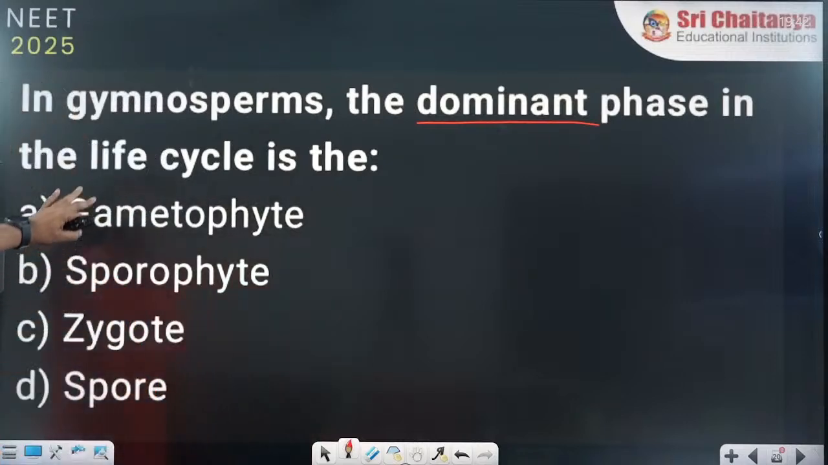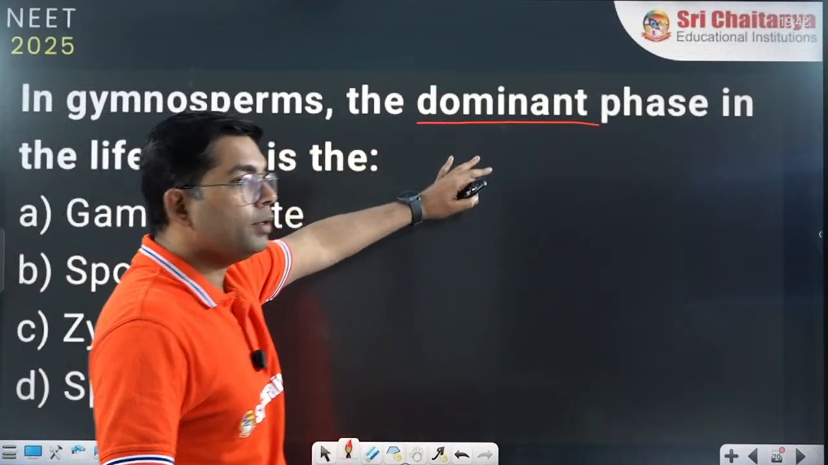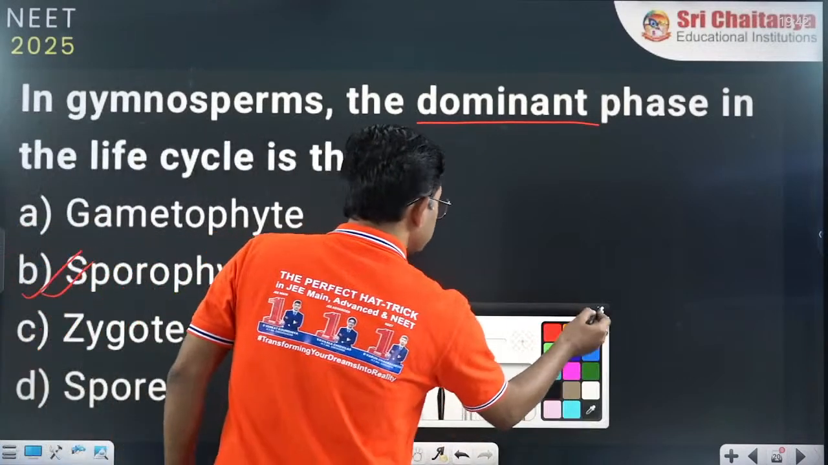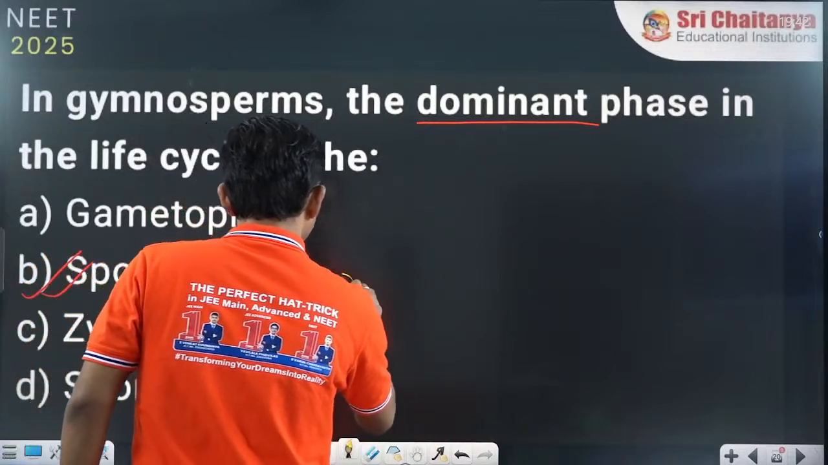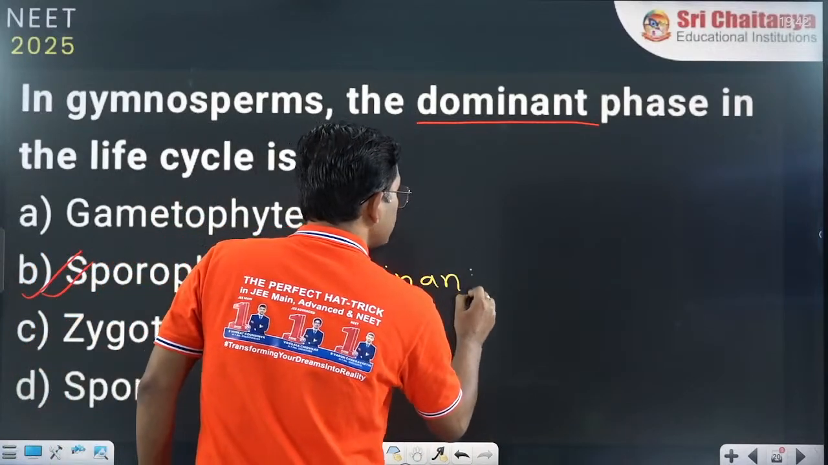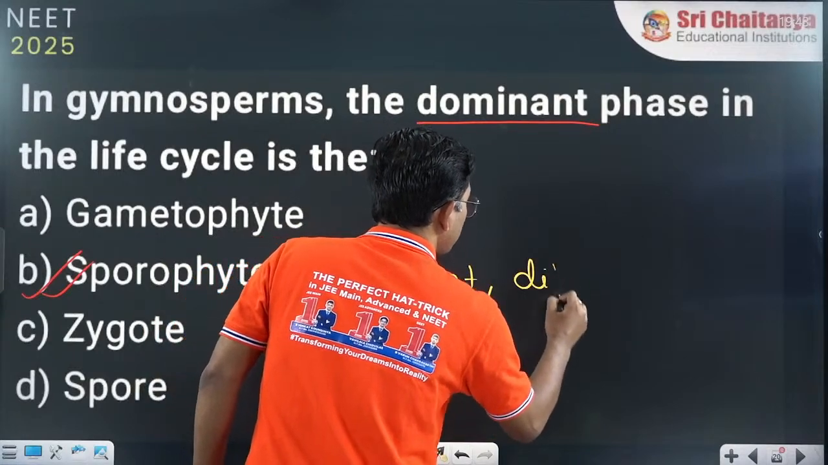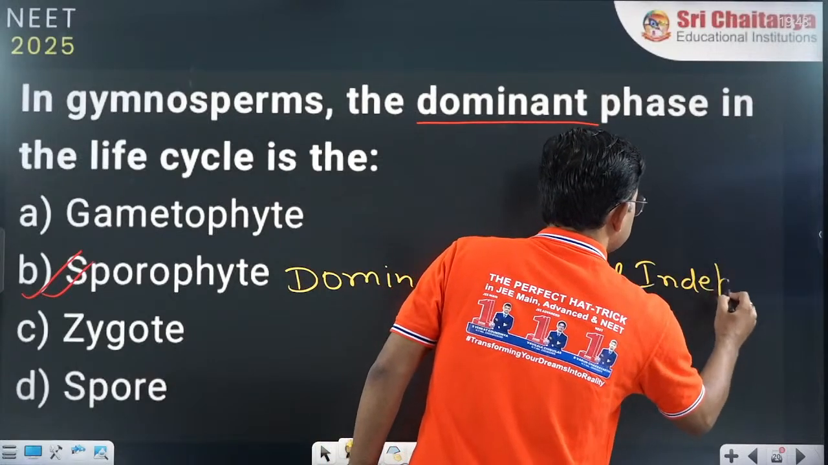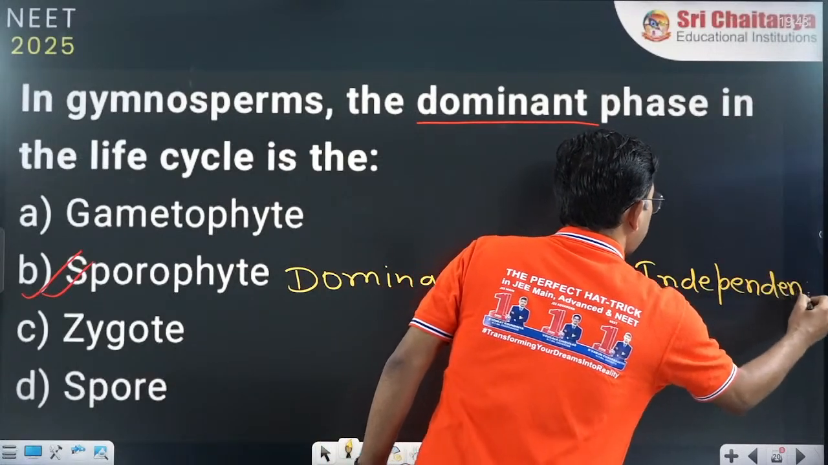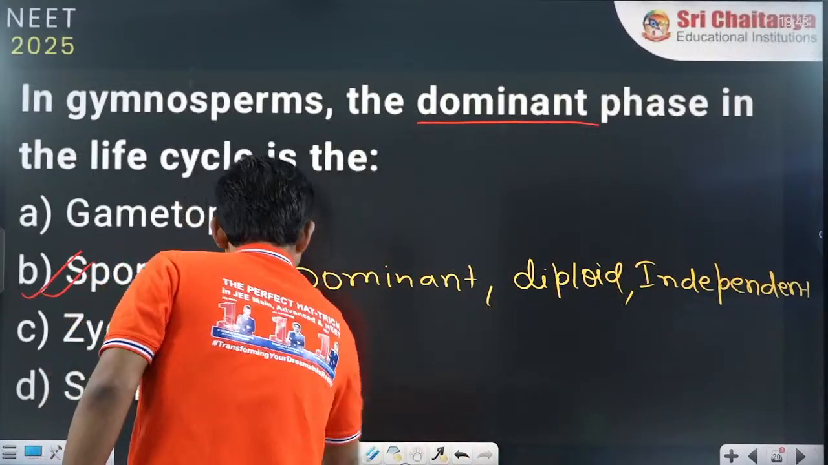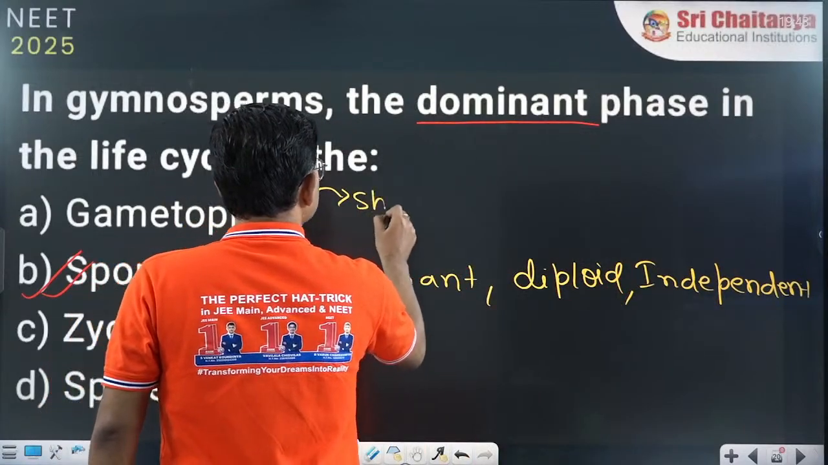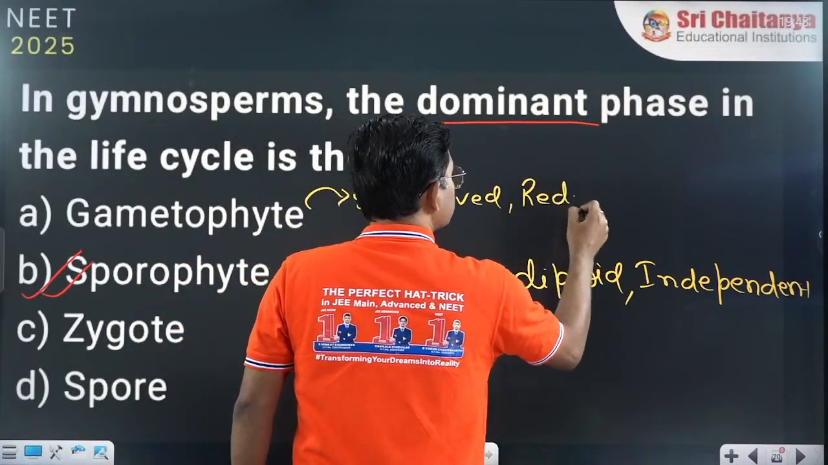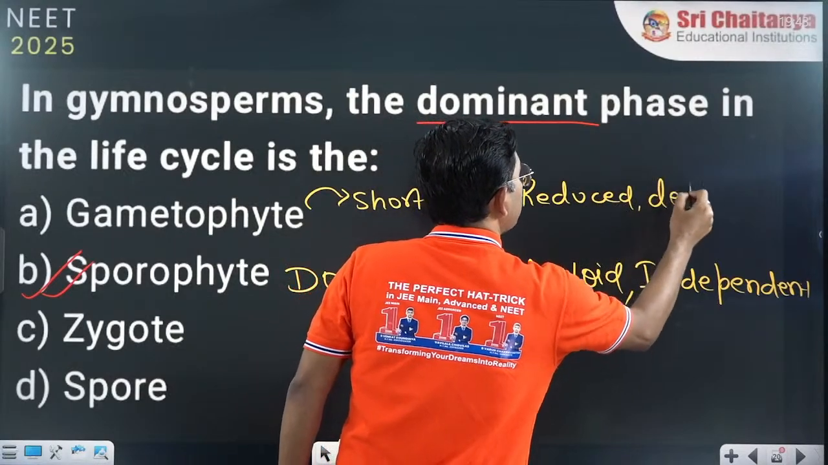So all of you are answering. In gymnosperm, the dominant phase is sporophyte. So we can say sporophyte is dominant. It is diploid, and also independent. On the other hand, gametophyte is short-lived, reduced and dependent.